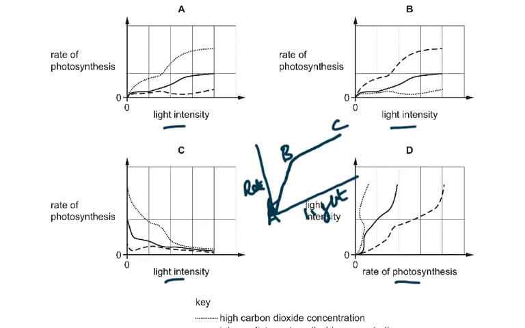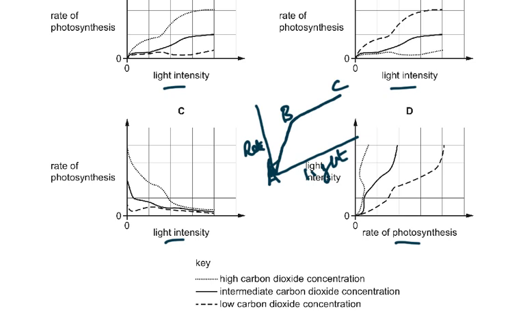But in this question they gave you three things: high CO2 concentration, intermediate, and low CO2 concentration. So this should have been the line at the base. In all these you can see this should have been the first line, and then the second, and then the third. In this situation we have the same sort of story, but it's a little different with 3, and here we've got it slightly wrong.